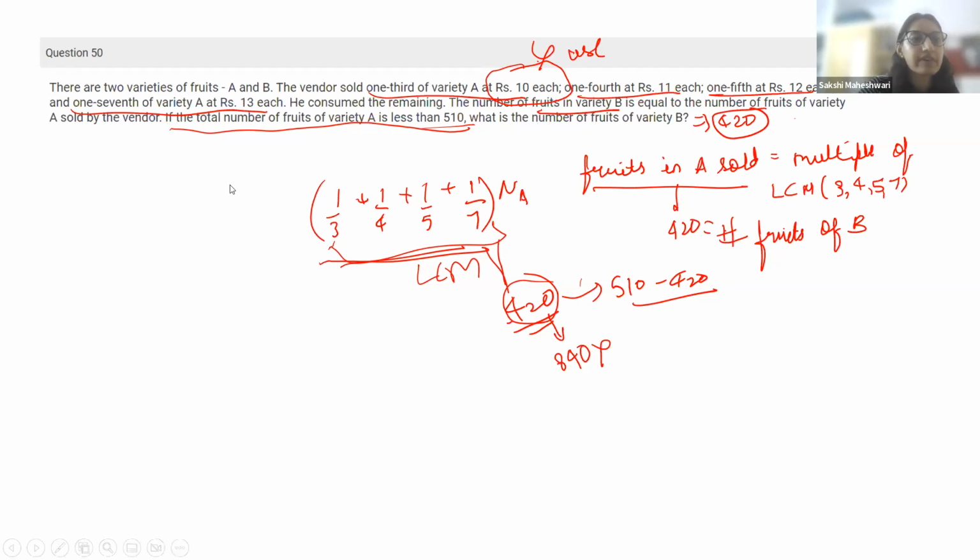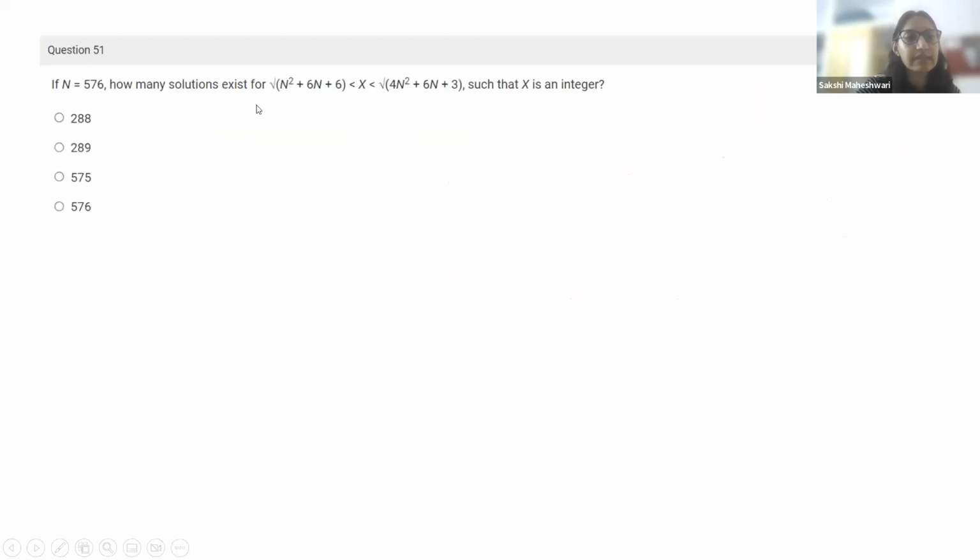Now, this is if n is equal to 576. How many solutions exist for this? So here what you can do is simply put n equal to 576. This will be a bit lengthy, like you have to do a lot of calculations. But I think if you take the square root, you'll be easily able to find the number of x which come in this range.